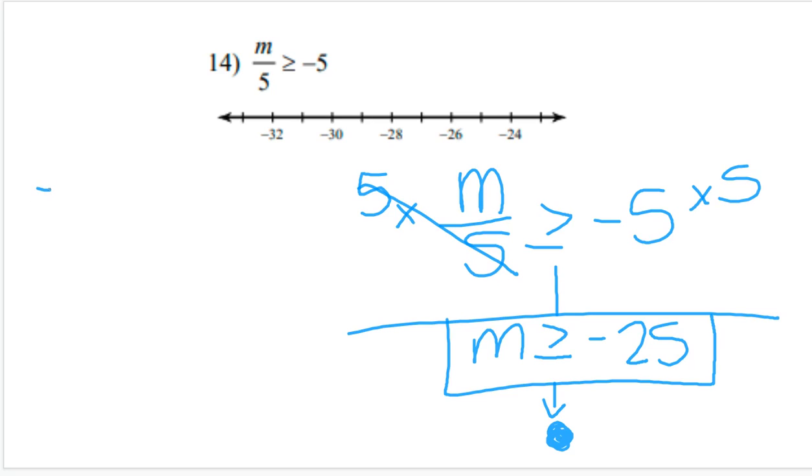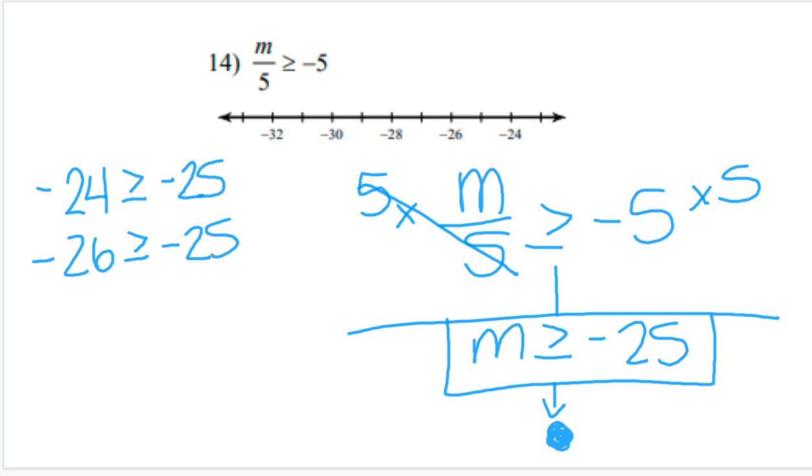Now, is negative 24 greater than or equal to negative 25? Or is negative 26 greater than or equal to negative 25? Well, like we said before, the bigger the negative number, the smaller it is. And because I want it to be bigger, then my correct answer would be negative 24. So I'm going to go ahead and put my closed circle, and I'm going to graph to the right.